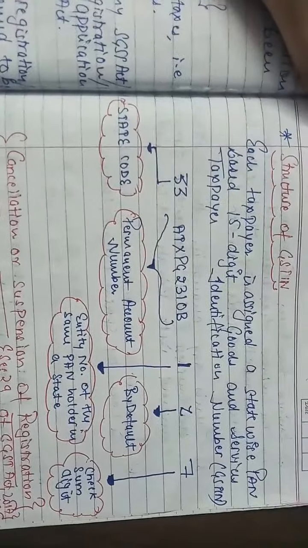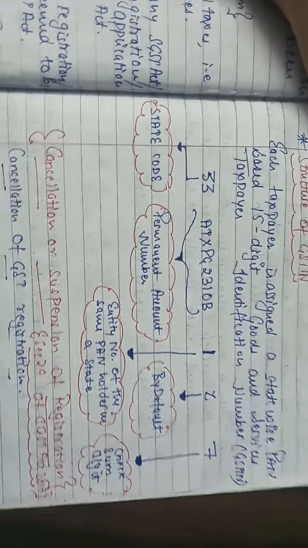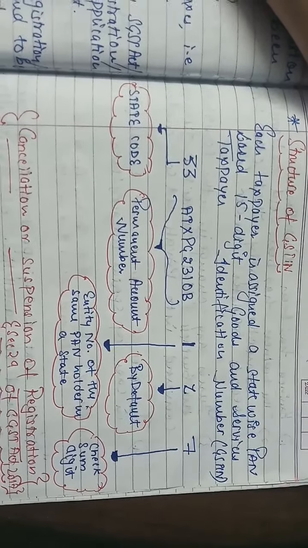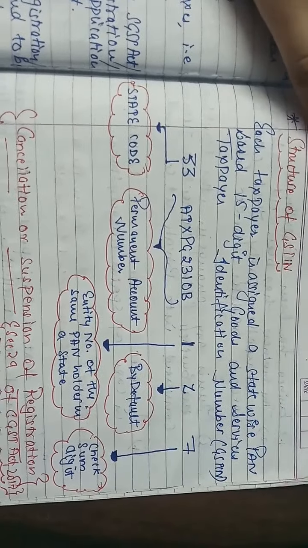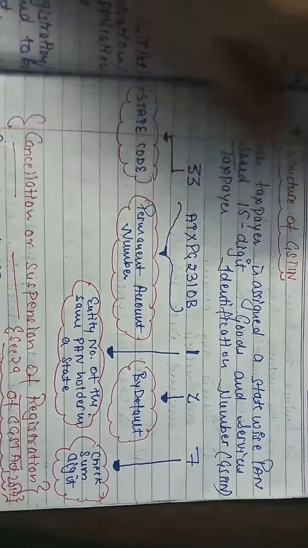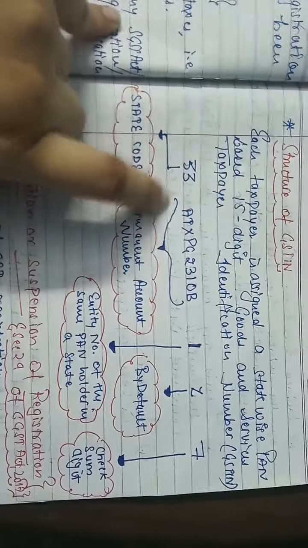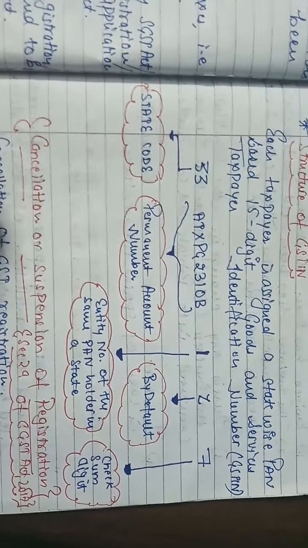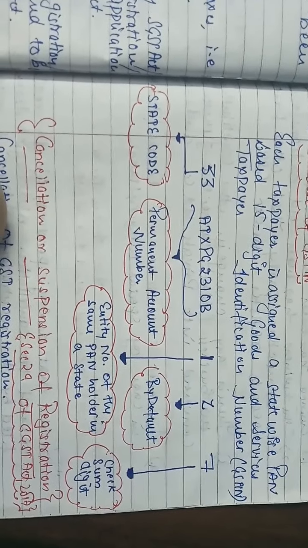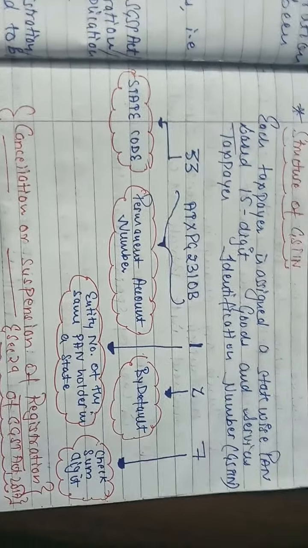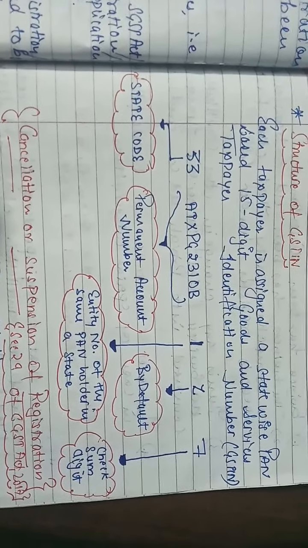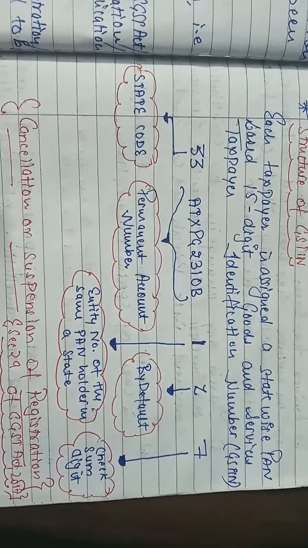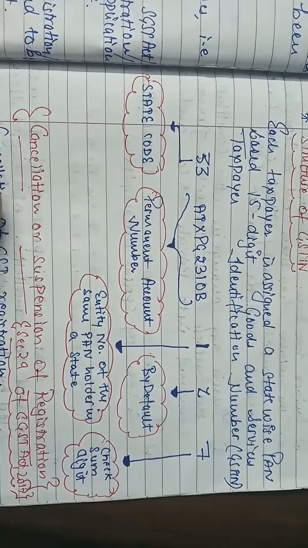Now here you can see the structure of GSTN, which I've explained with an example, and each taxpayer is assigned a state-wise PAN based 15-digit Goods and Service Taxpayer Identification Number. Here you see 33, which stands for the state code, and next is the 10 digit PAN number, and the next states the entity number of the same PAN holder in a state, and Z is by default, and 7 at the last is the checksum digit.